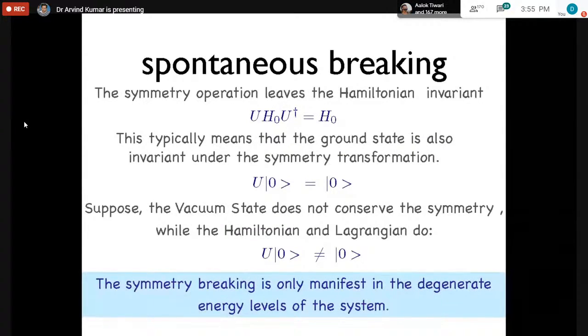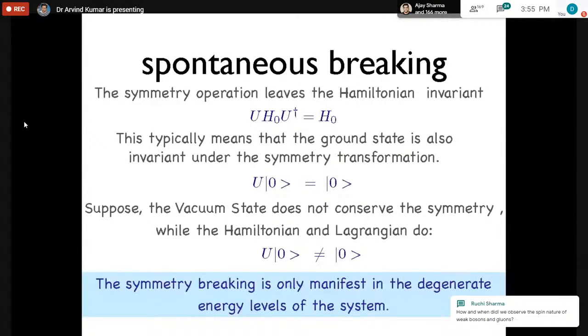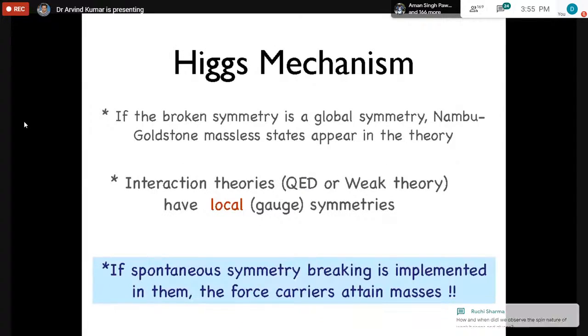The symmetry breaking is only manifest in the degenerate energy levels of the system. This is a slightly technical point, but the point you have to take away is that the vacuum state does not conserve the symmetry, whereas the Hamiltonian and the Lagrangian do. So at the vacuum, there is no symmetry conservation.